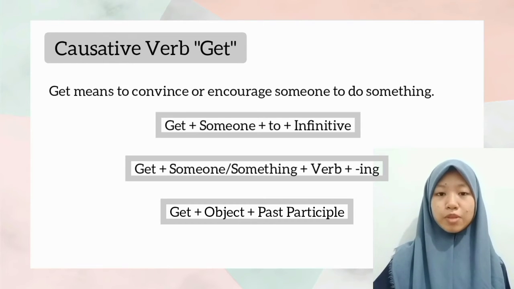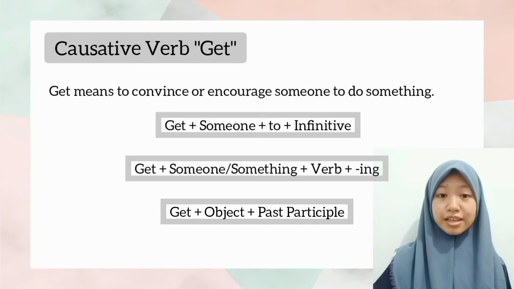And the third formula is for the passive causative verb get. The formula is get plus object plus past participle. Past participle is verb 3.